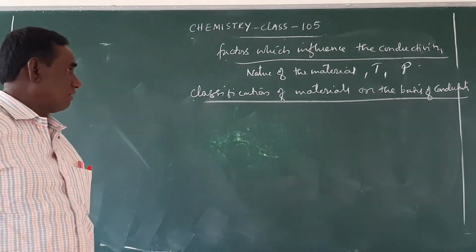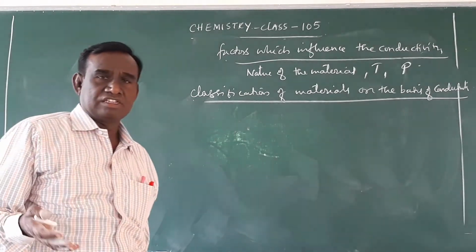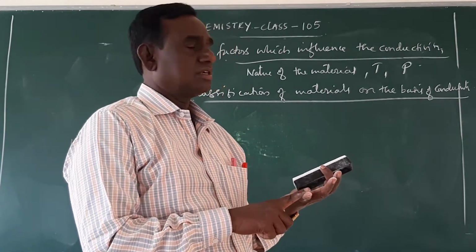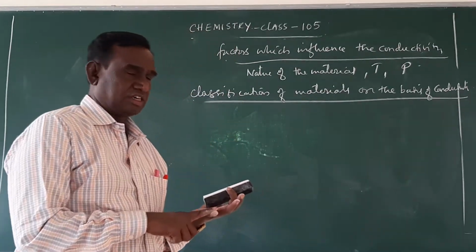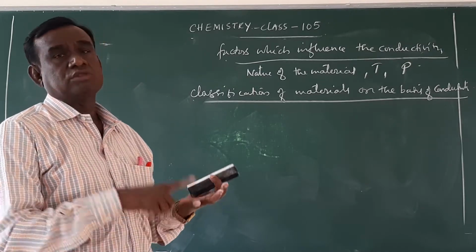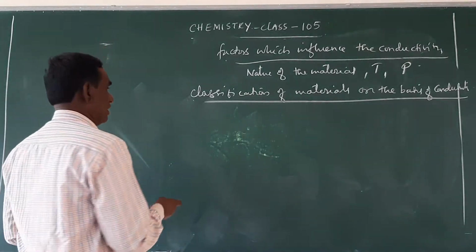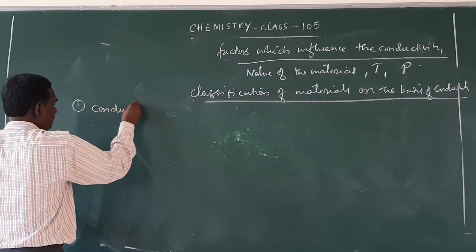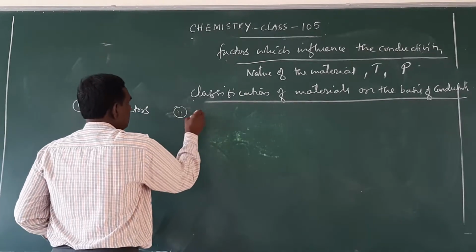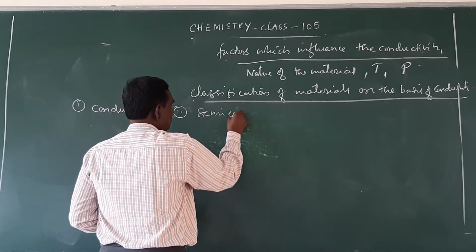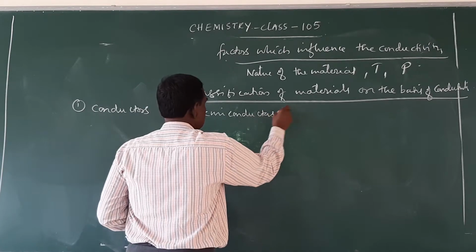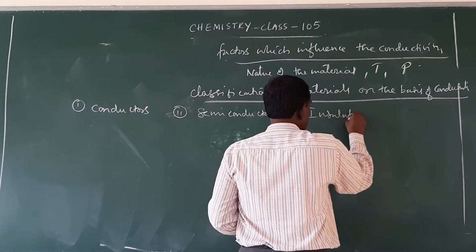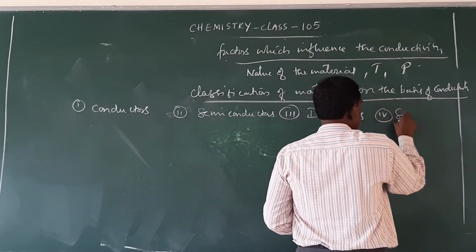Depending upon the conductivity of the materials, we are classifying the materials into three or four classes. You see, conductors, semiconductors, and then insulators as well as superconductors. So first one is conductors, and then semiconductors, and then insulators, and then fourth one is superconductors.